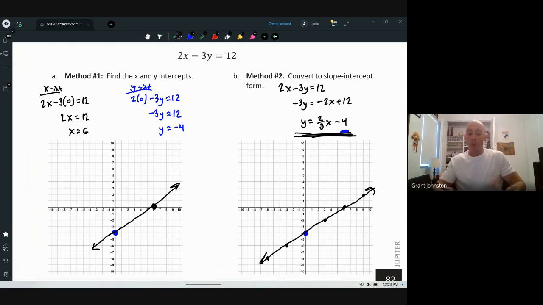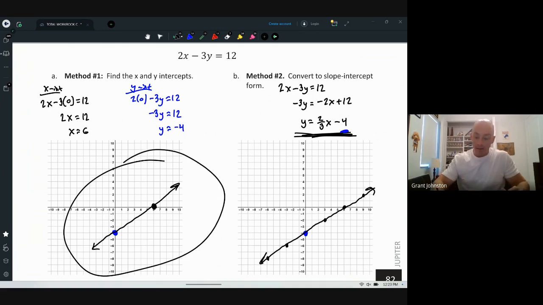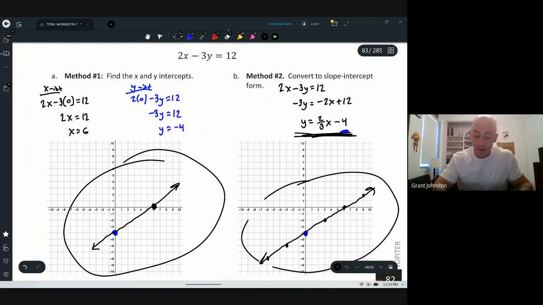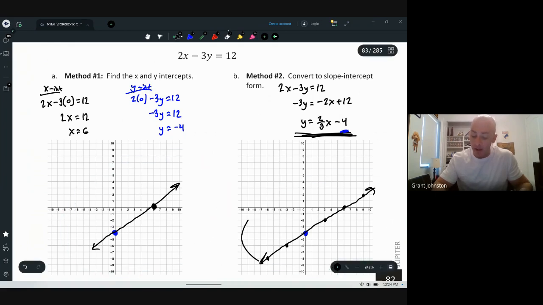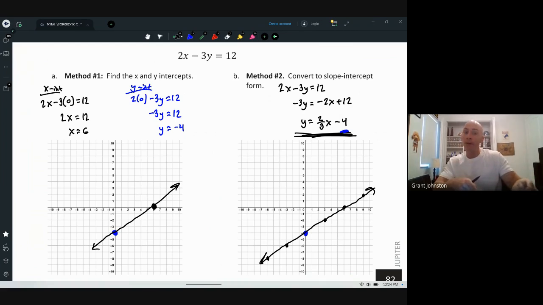And again, look, both of the lines are the same, right? If you look at them, these are literally the same, and they should be. I mean, it's the same equation, okay? It's just different methods. You get to pick. You either do method 1, find the x and y intercepts, or method 2, convert to slope-intercept form. Totally up to you.